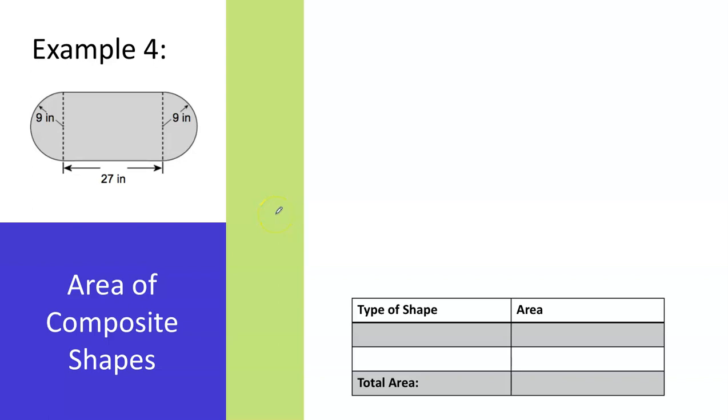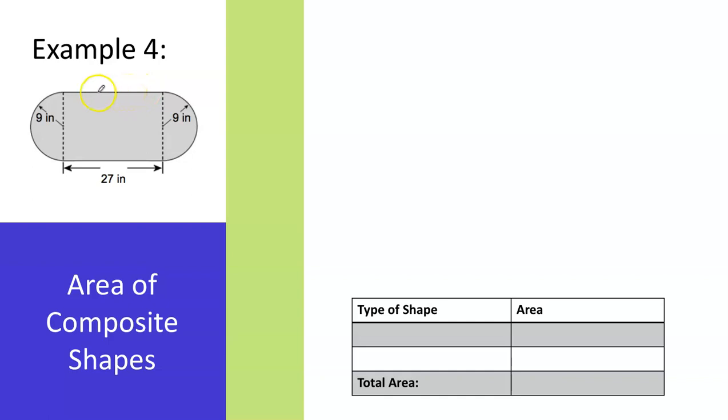The topic of this video is finding the area of a composite shape. Remember, a composite shape is made up of two or more shapes. The first thing I want you to think about is how to decompose this figure into shapes that you know how to find the area of.